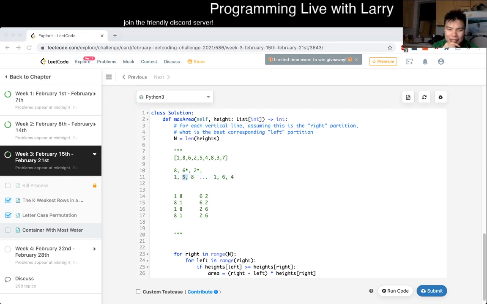Man, I really need to get more sleep before doing these. I'm struggling a little bit with this one, which happens from time to time.